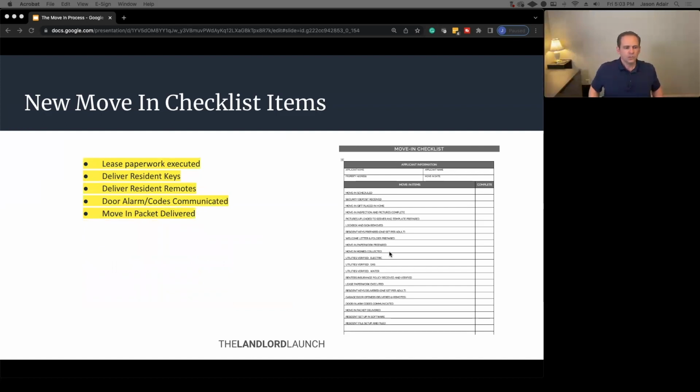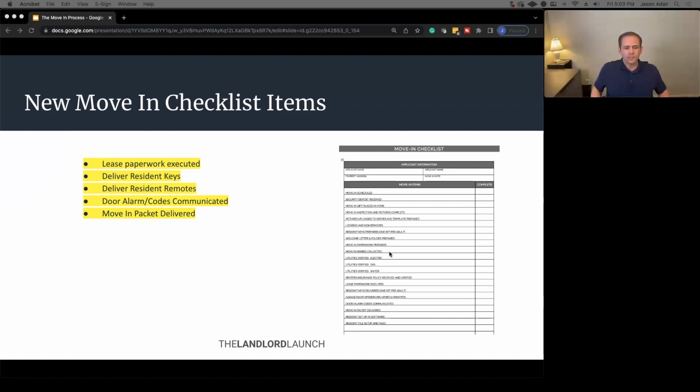So next, we are going to have that paperwork signed, and we'll take a look in a minute at some of the different ways that can happen. We're going to deliver those resident keys. We're basically turning over possession at this point. We're giving them the remote controls, any door alarms or access codes, anything along those lines. You can include that in a welcome letter. You can include that in a packet in writing too. That's one way to do it.